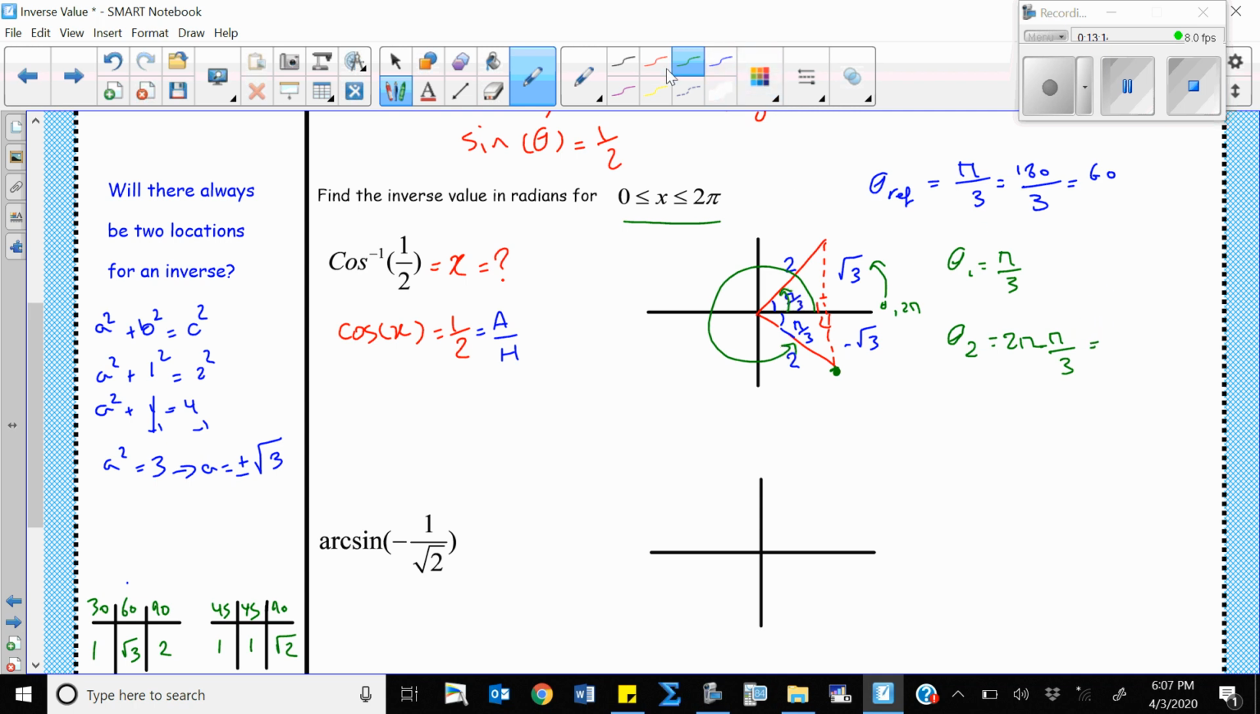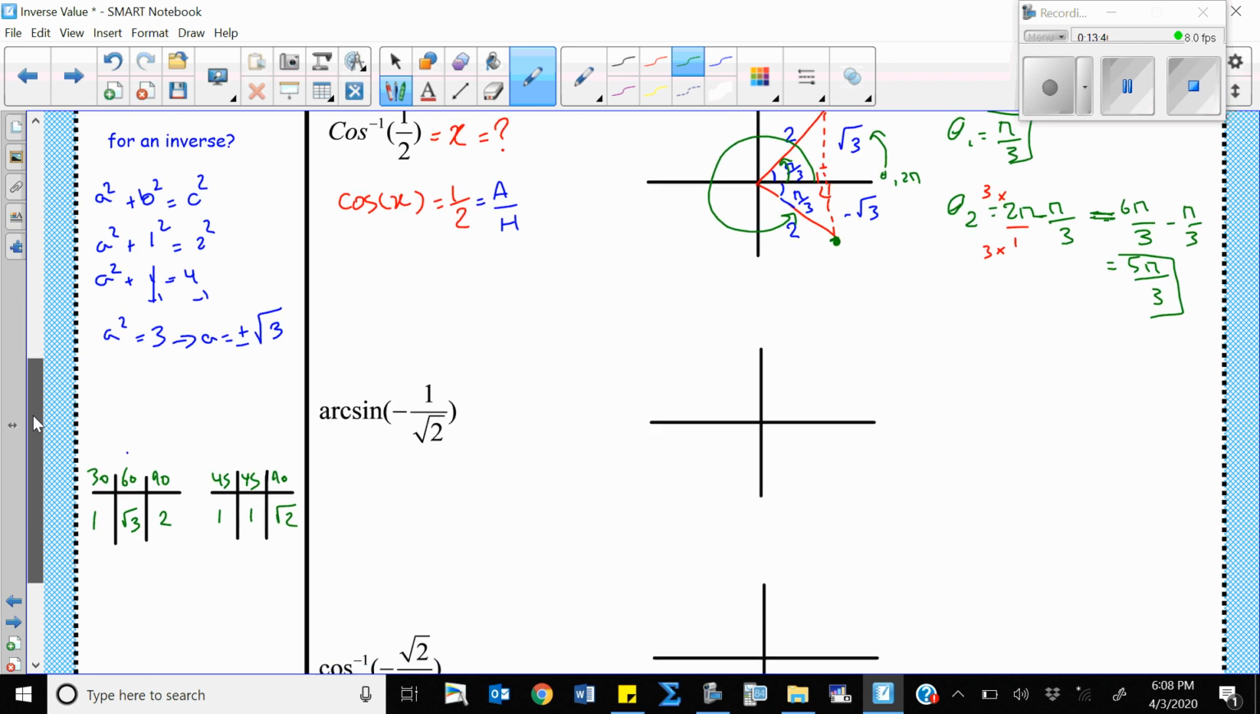Okay, now I need to have the same denominator, so I'm going to make a denominator of 1 here and multiply both top and bottom by 3. So this will be 2 times 3 is 6 pi. I have two equal signs here. 6 pi divided by 3 minus pi over 3, and that will be equal to 5 pi over 3. And this is my second answer. So the first one was pi over 3, the next one is 5 pi over 3.